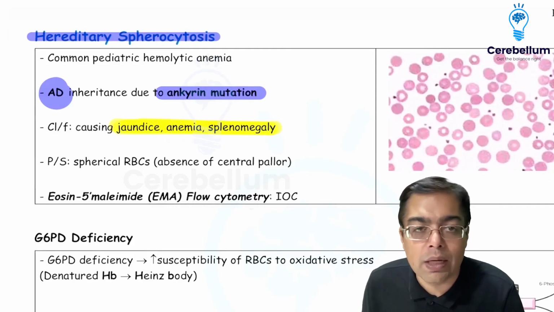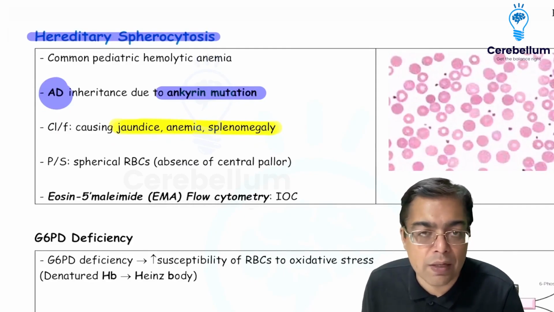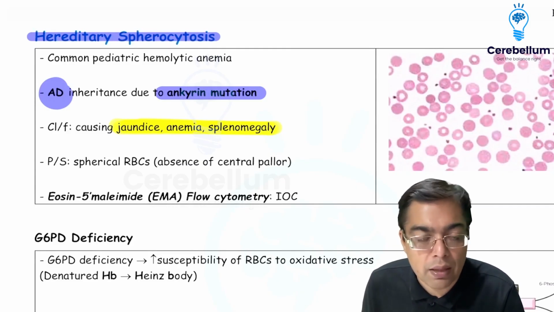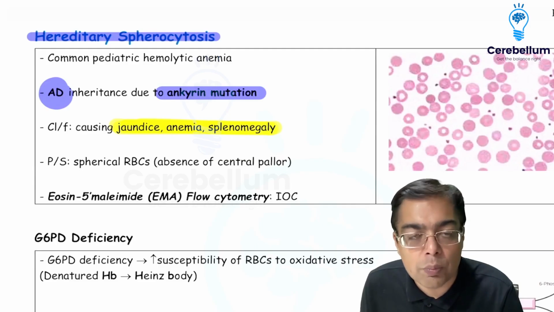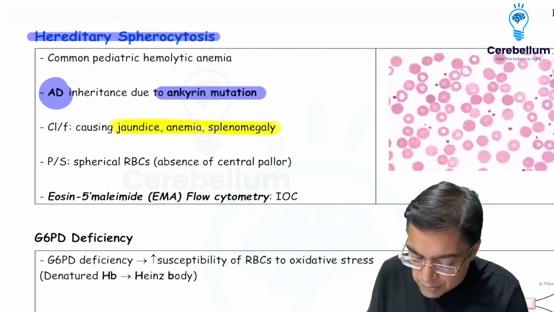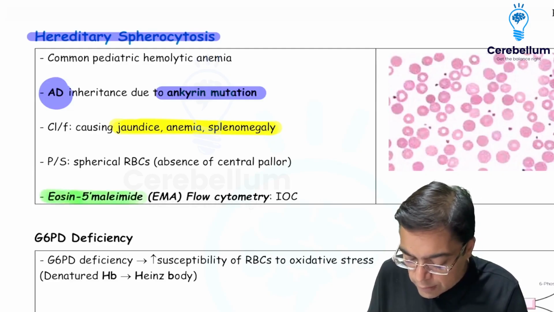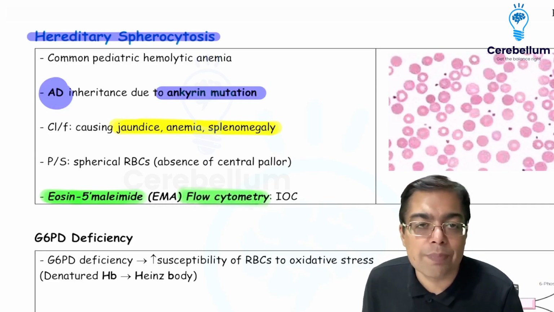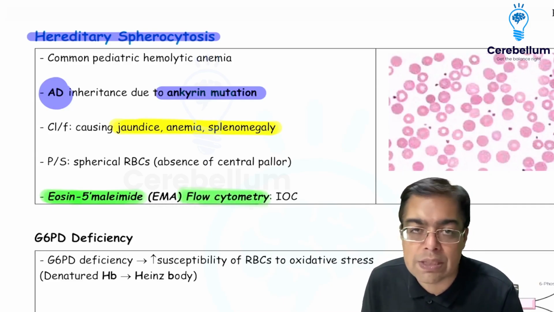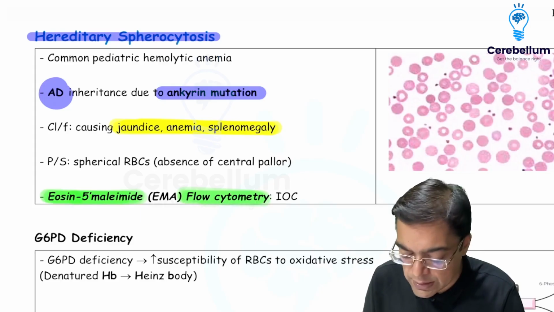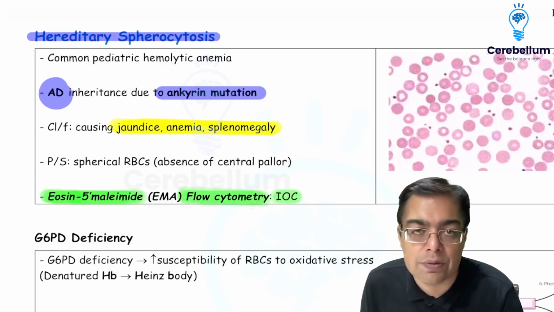One way of looking at this condition is that the patients are having spherical RBCs, but there can be other conditions also where spherocytes can be seen. Therefore, we are going to be performing confirmatory tests, and the confirmatory test by which we can pick up this condition is flow cytometry. We must remember that we use a special stain with respect to flow cytometry which is given the name of eosin-5-maleimide. So EMA flow cytometry is considered as the investigation of choice for hereditary spherocytosis.